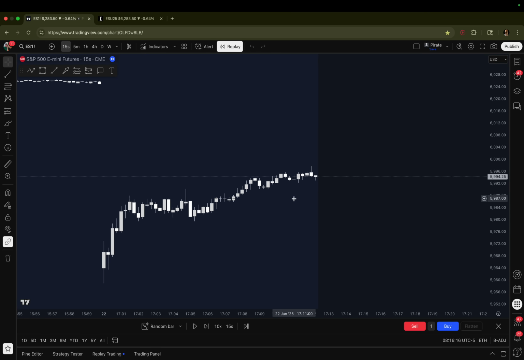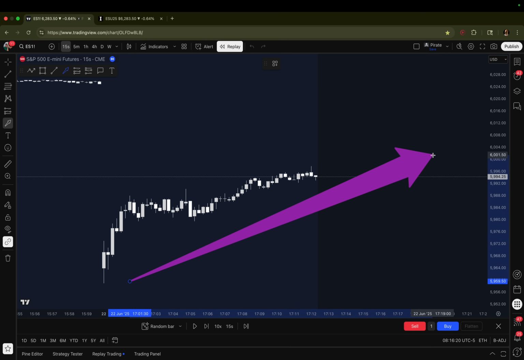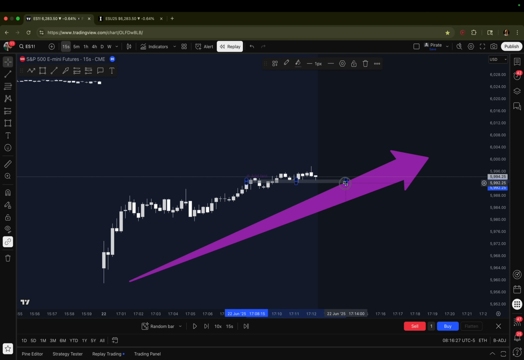Okay, so what I'm going to do right here is I'm going to buy. Now, the reason I'm going to buy is kind of irrelevant, but I just think it's going in an uptrend. It looks like price is trying to bounce off this support resistance zone.